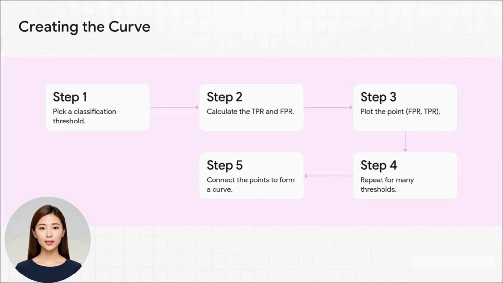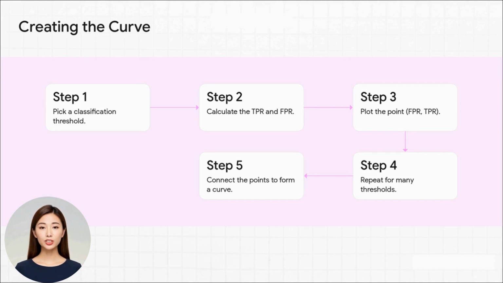And building the curve is just a simple recipe. You pick a setting for your sensitivity dial, say a high threshold, like 0.8. You calculate your true and false positive rates for that setting, and you plot that one single point on the graph. Then you just do it again.